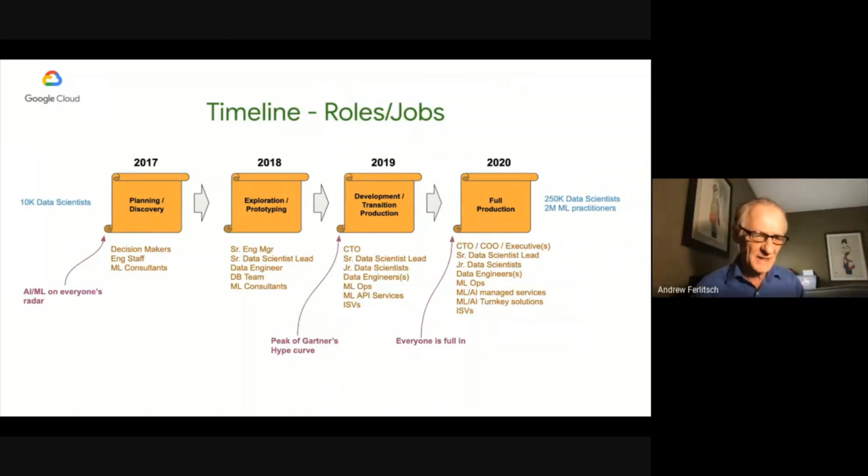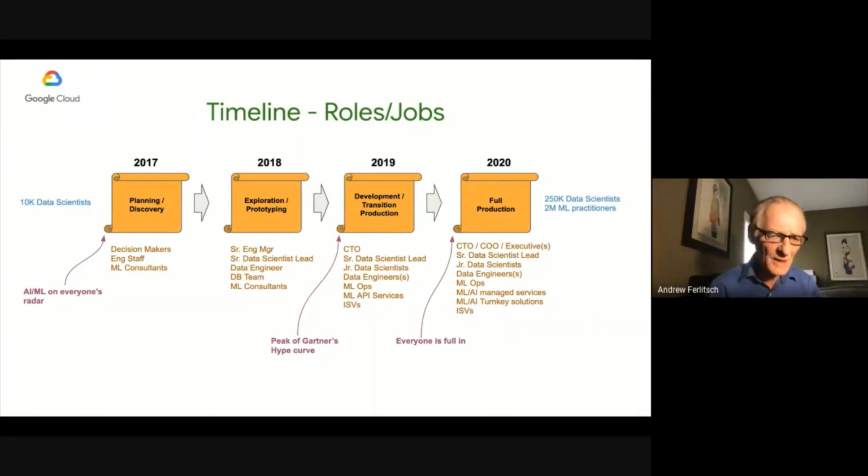So 2017 is really when AI and ML was on everybody's radar. And at that time, worldwide, we had about 10,000 data scientists. And so the big companies were what we call in the planning and discovery phase. So planning was like, how do I make AI work in my product? Where in my products can I use it? What kind of data do I need? Discovery is like learning what kind of people do I need? What kind of methodologies? What kind of technologies and all that.